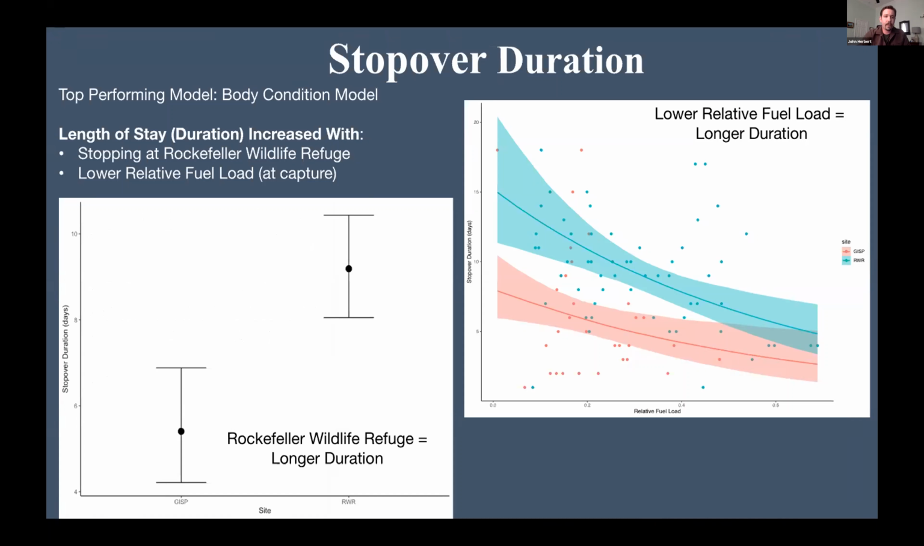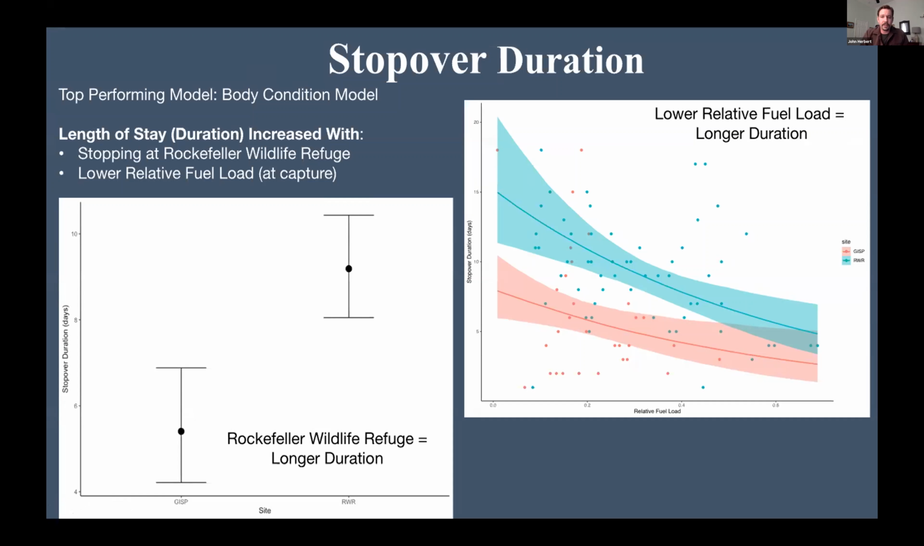And then further, we found the influence of a lower relative fuel load at capture. We didn't recapture these birds, so we're just going off of the fuel load they had at capture. With that lower relative fuel load, they had a longer duration, which makes sense. They needed to refuel after being depleted of energy in order to continue migration.